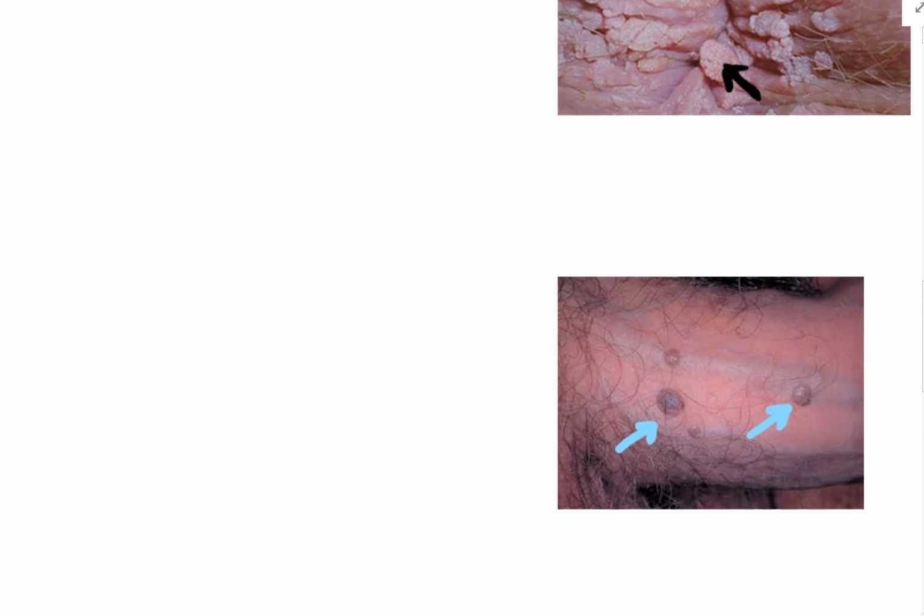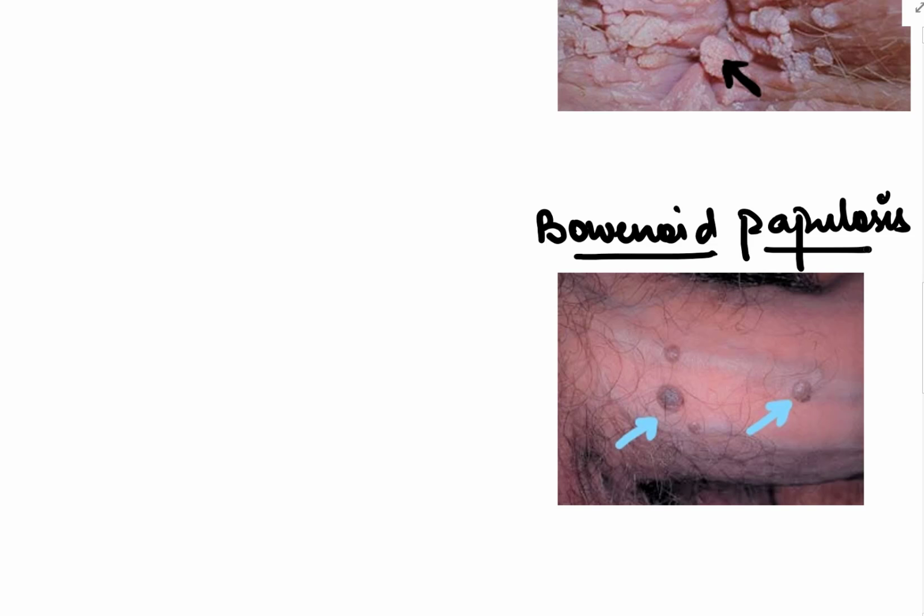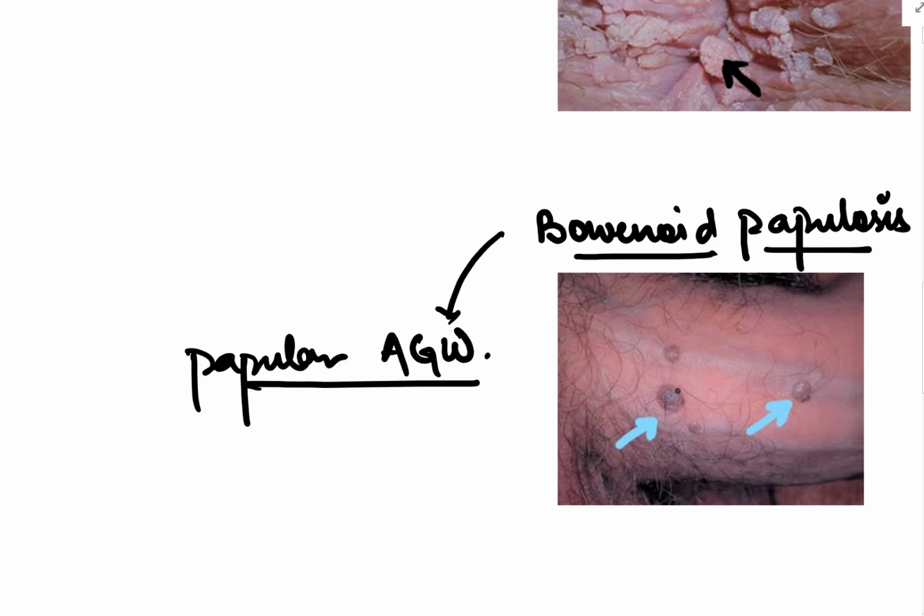Then in this image, this is a case of bovinoid papillosis. Bovinoid papillosis is nothing but papular anogenital wart. So when such papular lesions are seen, such papular anogenital wart is also known as bovinoid papillosis.